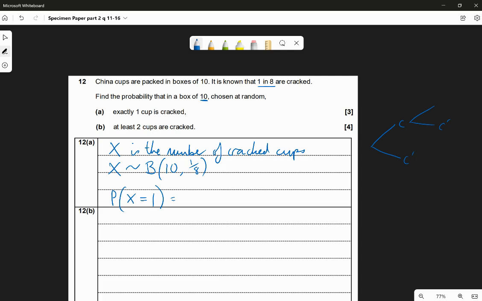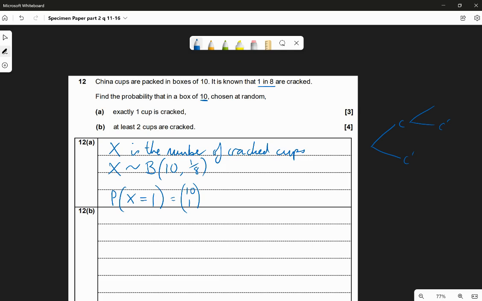Or it could be a different combination where I find the cracked cup. In fact, there are 10 choose 1 ways of getting a cracked cup from 10 cups. Basically, 10 different ways, because it could be the first cup or it could be the second cup, or third cup, etc.